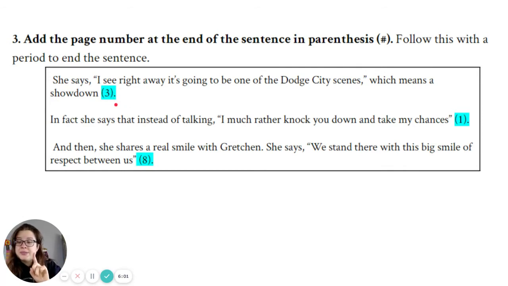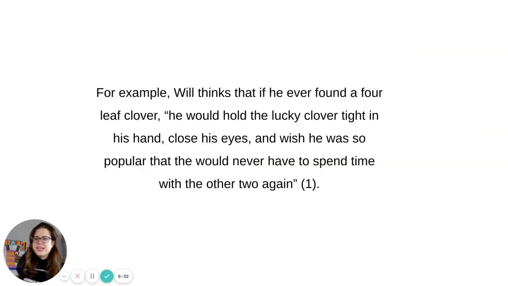Some of you are going to be very tempted to put a period here at the end of the text evidence, but you actually don't need a period there. The only end punctuation goes at the very, very, very end of your sentence. So even though this might look kind of funny, maybe it looks wrong to you, actually this is correct when we're doing this type of writing. Parenthesis, page number, period. So let me break this down for you.